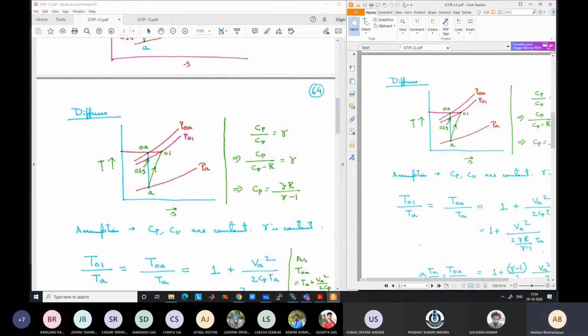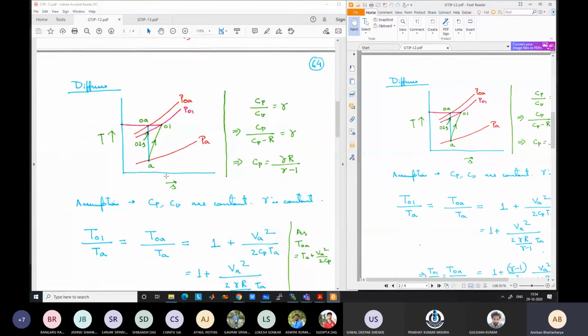Any questions here? Because many students make mistakes in the exam on this point. This is very important. So the isentropic efficiency is the length of this line from 01s to a, divided by the length of the entire line from 0a to a. This is the isentropic efficiency of the diffuser.